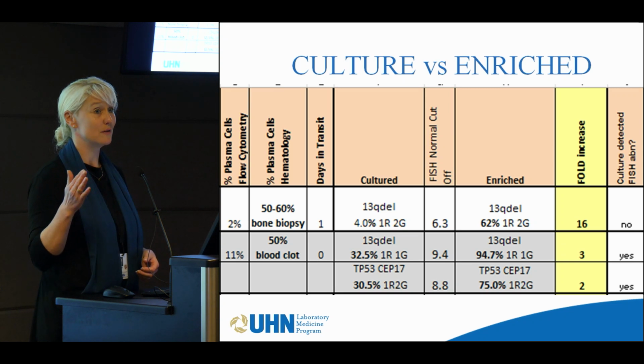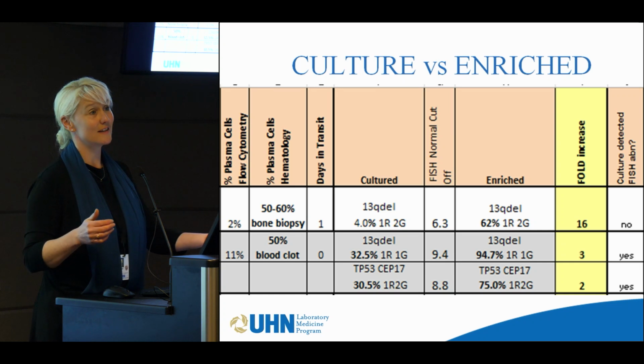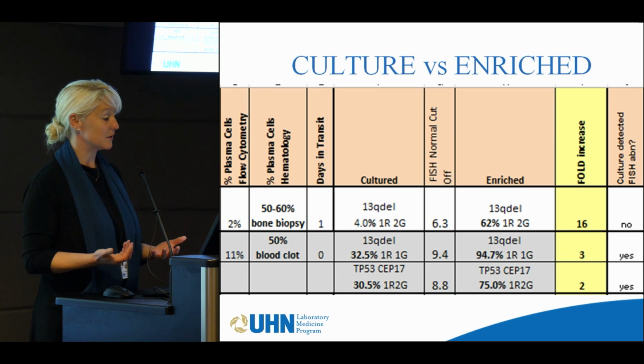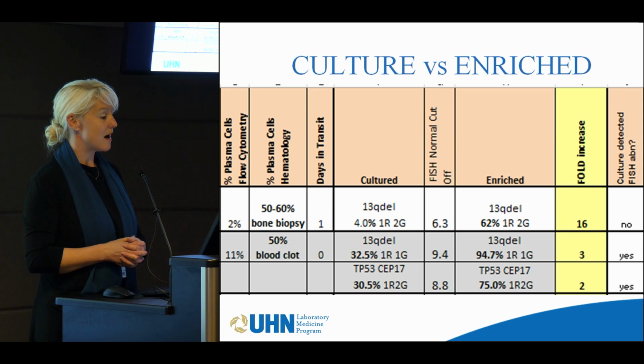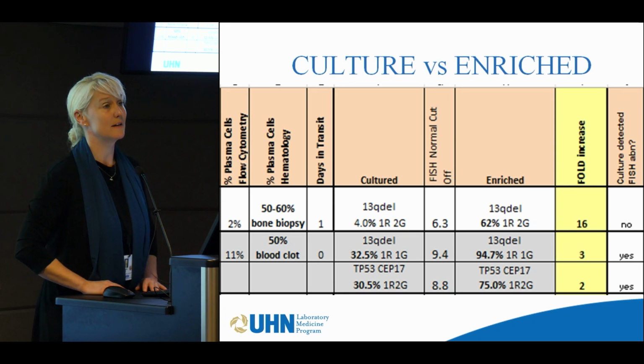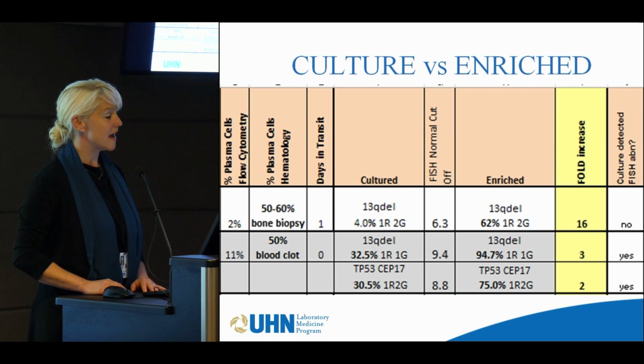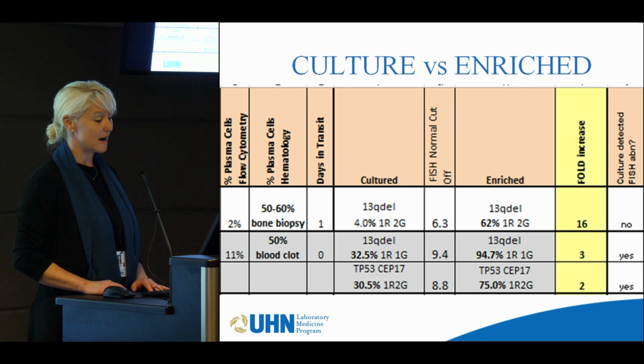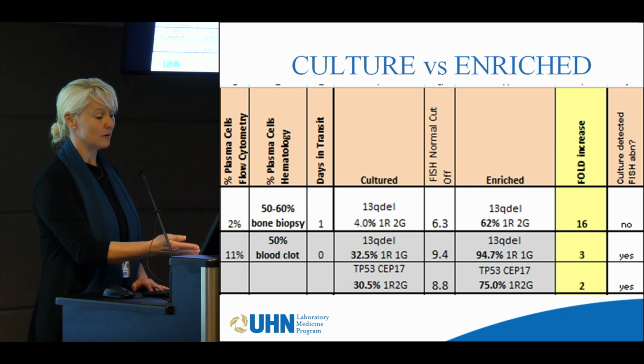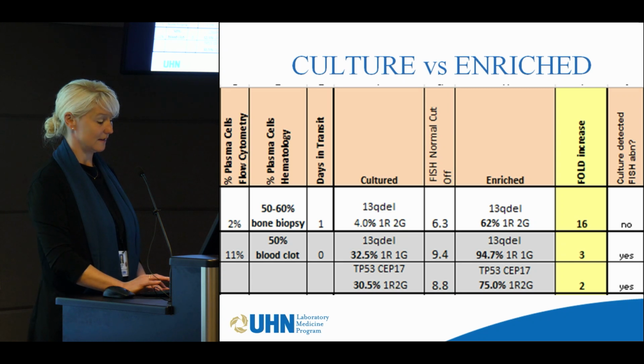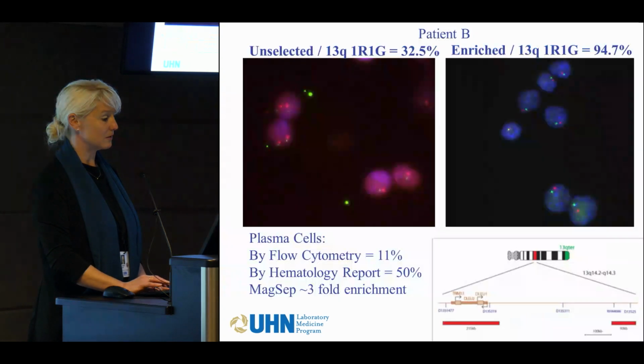But if we take that sample and we enrich it, look at the difference it makes. 62% abnormal. My second sample, the hematopathologist found 50% within a blood clot. Flow cytometry found 11%, and I found almost 95% of the cells had a 13q deletion, 75% had a p53 deletion, and this was seen within our cultured sample, and thus, the fold increase was substantially less. But it was very good results for the first few cases.